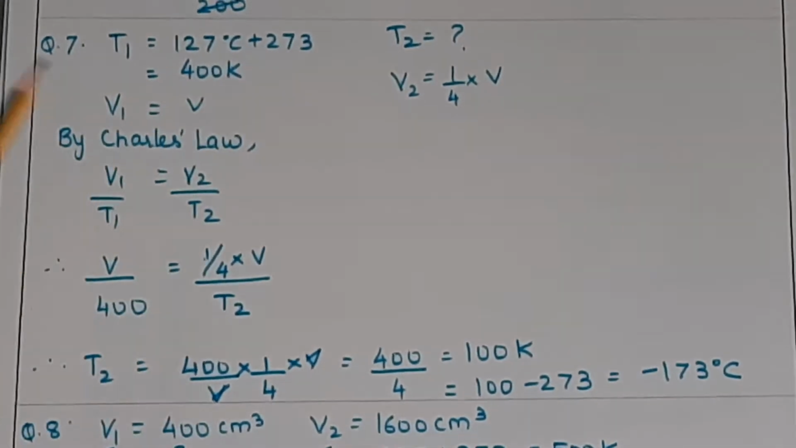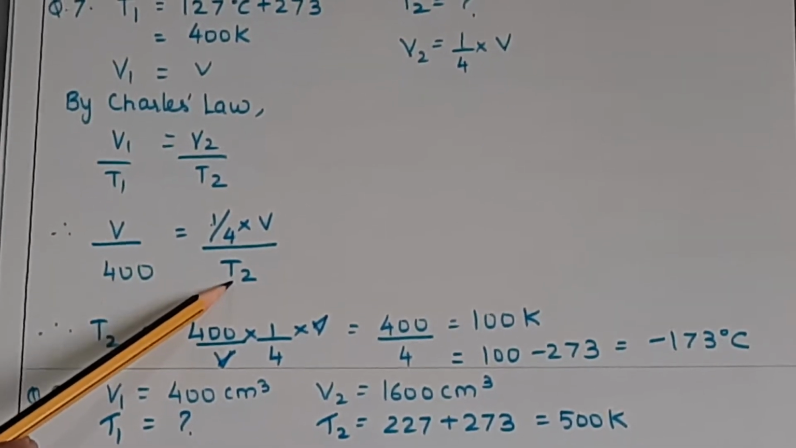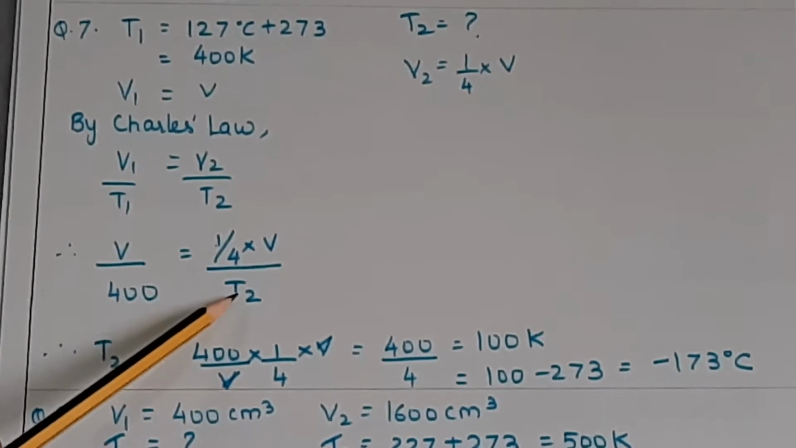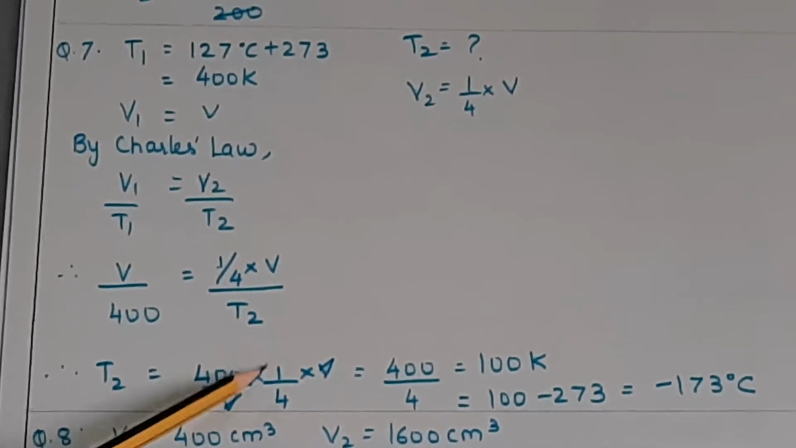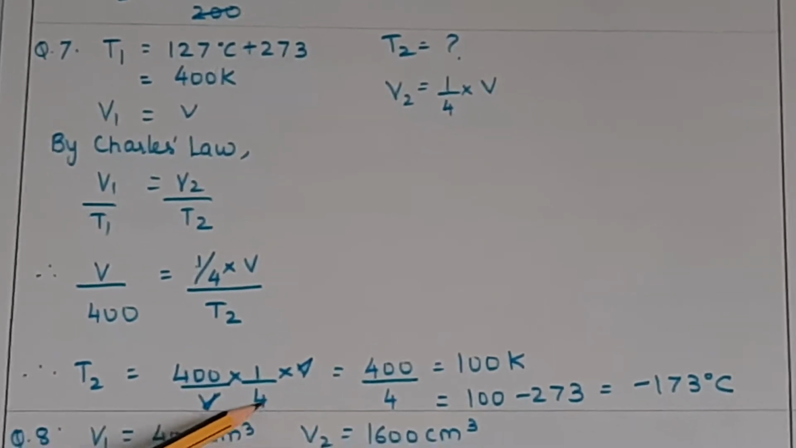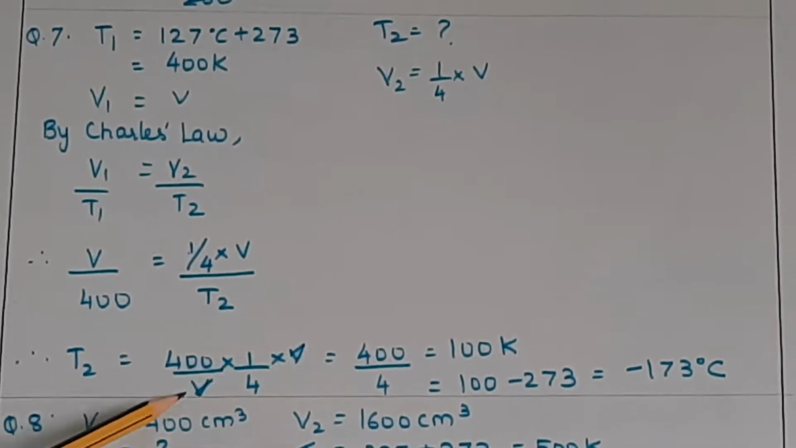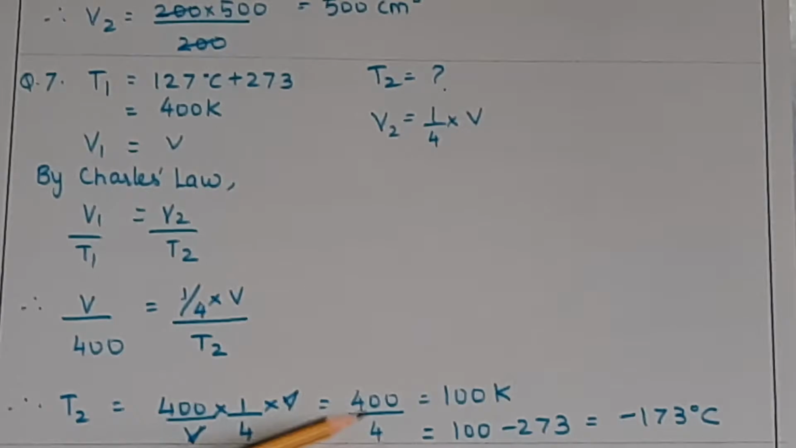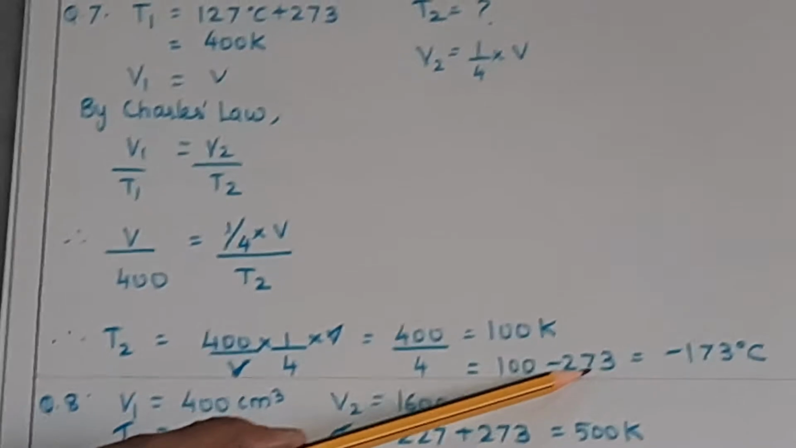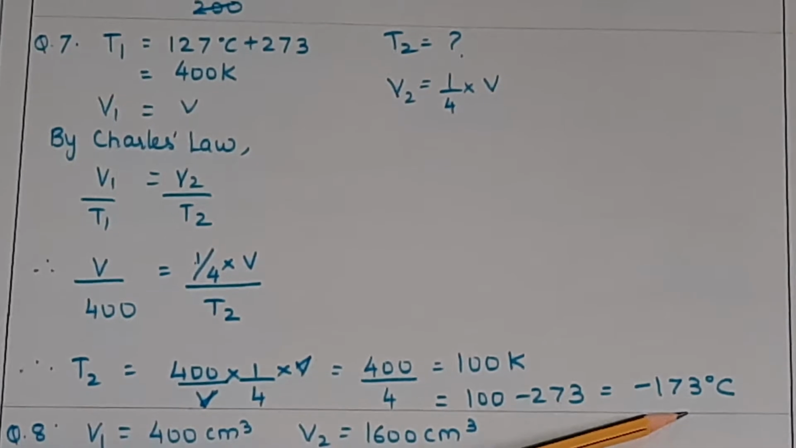Now substitute in the Charles law equation. So V upon 400 is equal to 1/4 V upon T2. So now here our unknown is T2 because V ultimately is going to get cancelled, right? So T2 will be 400 into 1 by 4. Now the moment you multiply this will go in the denominator. So into 1 by 4 V, and this V is here. So this V and V is getting cancelled. So you are getting 400 by 4, which is nothing but 100 K, which is 100 minus 273 equal to minus 173 degrees Celsius. Okay, clear?